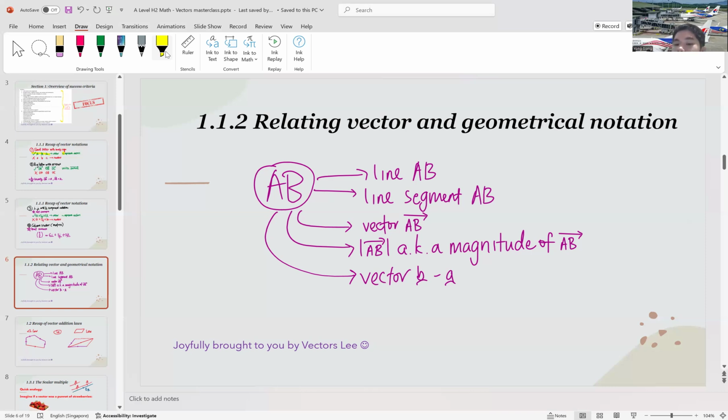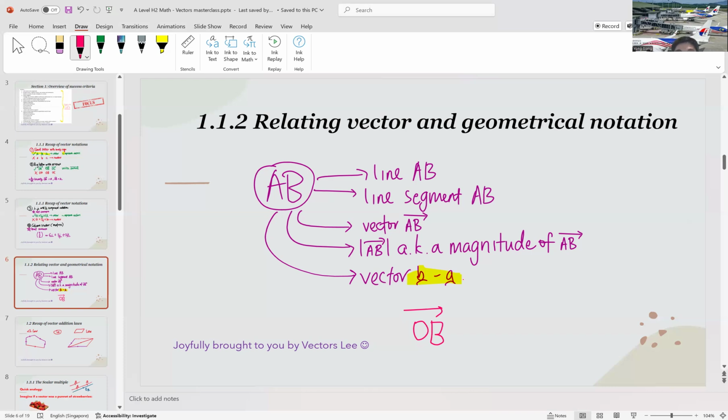Then after that, the next one is going to be vector B minus A. So as you can see, all these here are small letter notations. Take note that the small letter notations are meant to represent vectors that start from the origin. So if it's a small letter b, it's going to represent the vector OB. Okay, and likewise a is going to represent the vector OA. Then this one is just basically a vector subtraction.